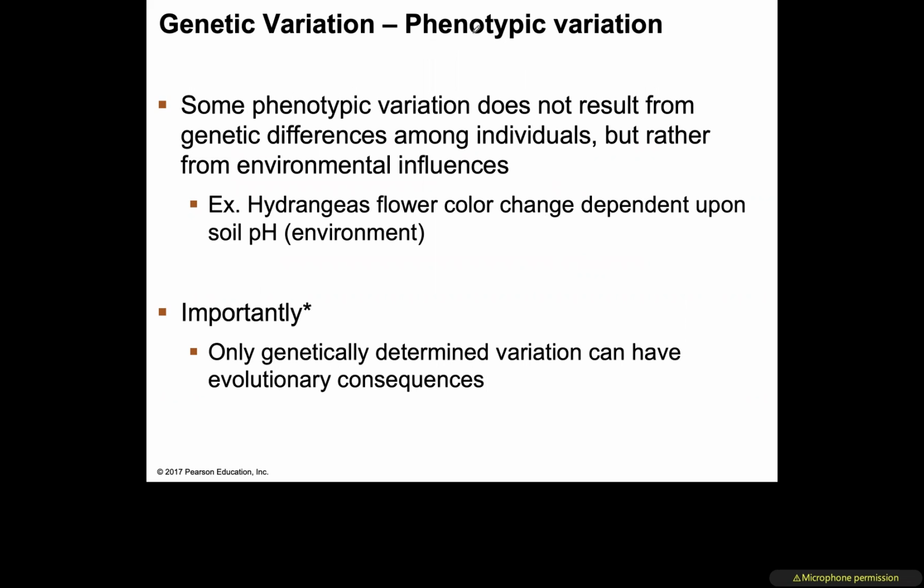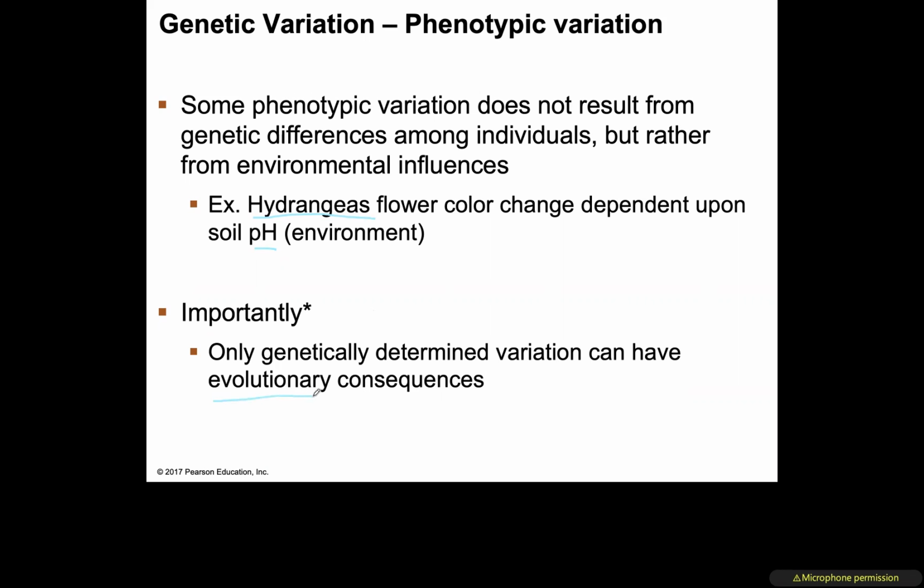So when you think about phenotypic variation, just think phenotype, the physical manifestation of the genes. Some phenotypic variation does not result from genetic differences. Like I was explaining to you about the hydrangea flowers, they can have the exact same genetic makeup, but it is the soil pH which causes the flower to be a different color. And so only genetically determined variation can have evolutionary consequence.